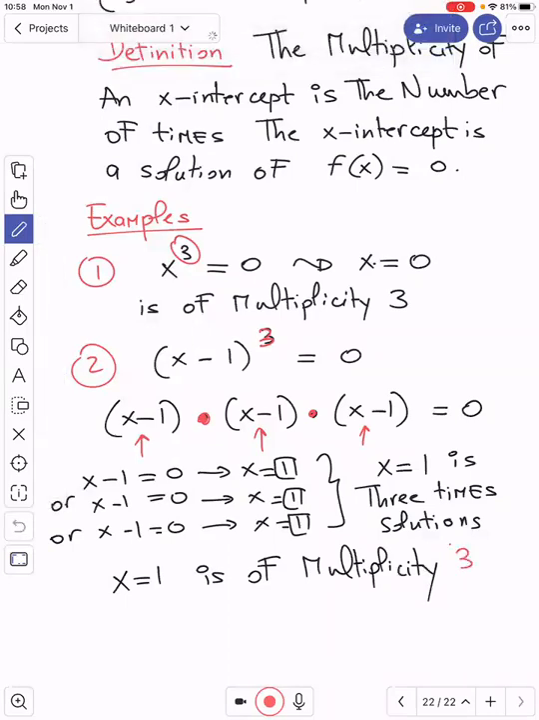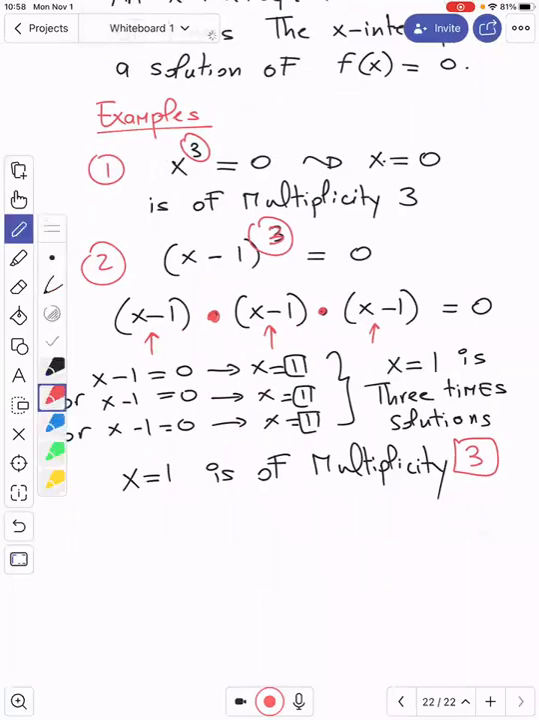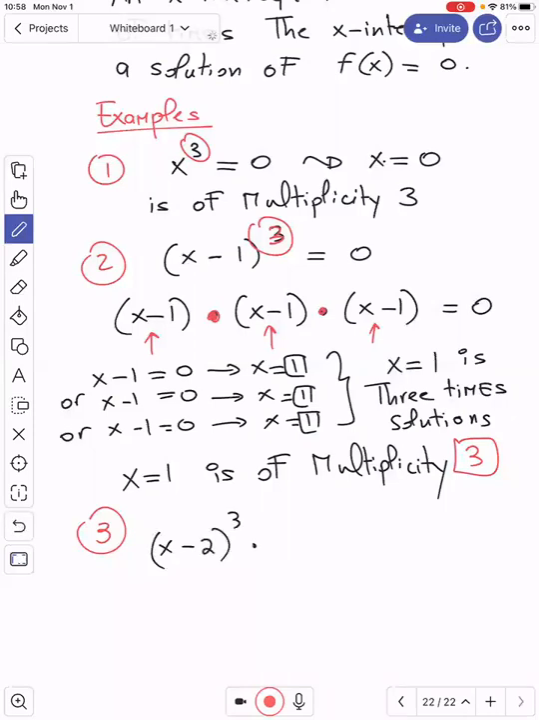And again, it's multiplicity 3 because that's exactly the exponent, the power of x minus 1. Now, third example, let's say you have (x minus 2) cubed times (x minus 4) squared equal to 0.